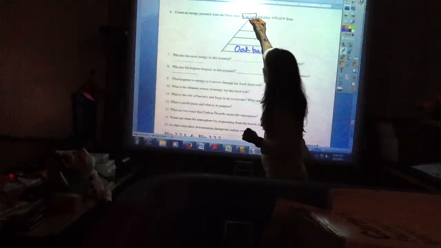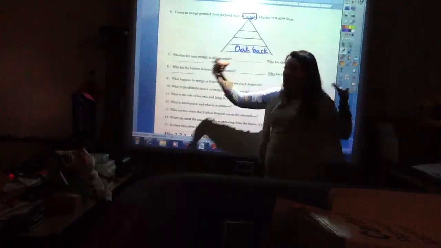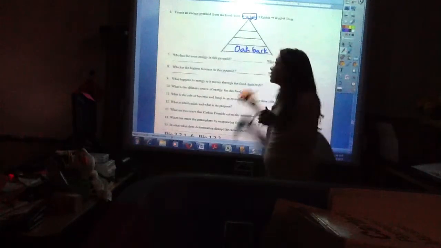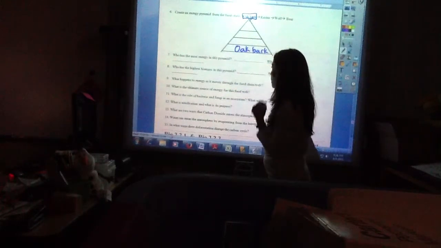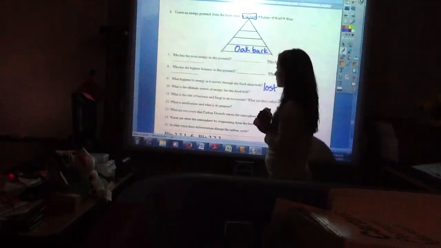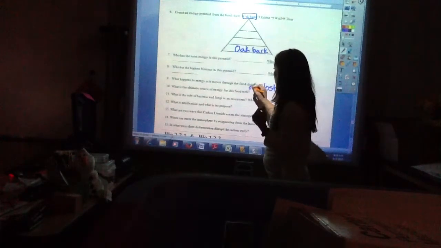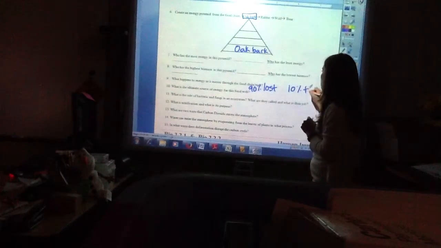Keep in mind that at the top of the pyramid, that means we can have fewer of those, because of what happens to energy as it moves through the food web. It gets lost. And what percent? 90% gets lost, 10% gets transferred.